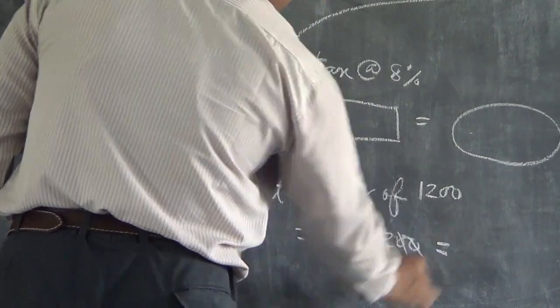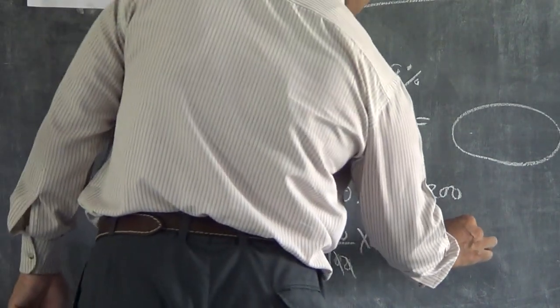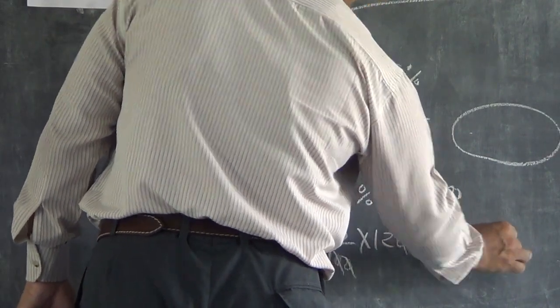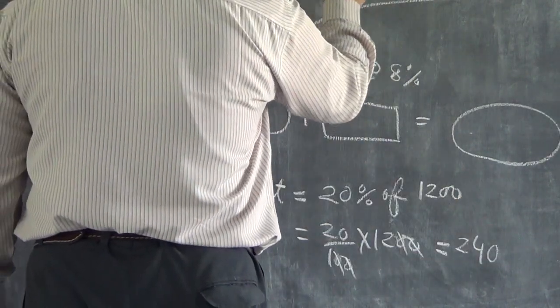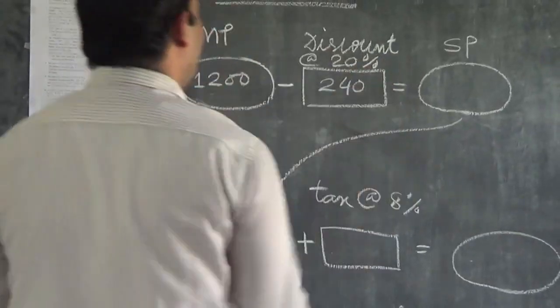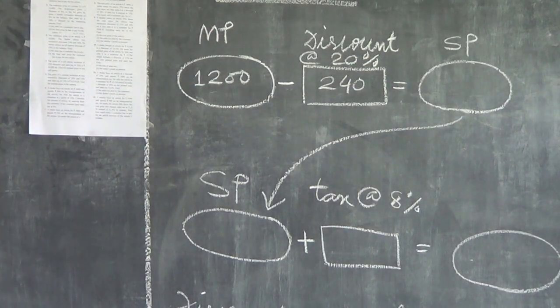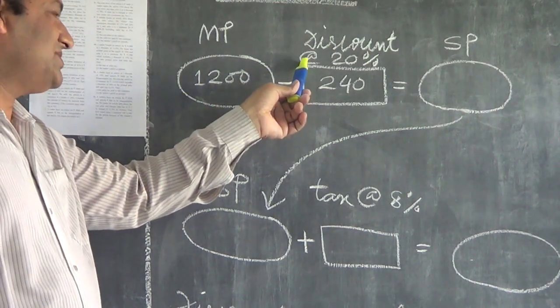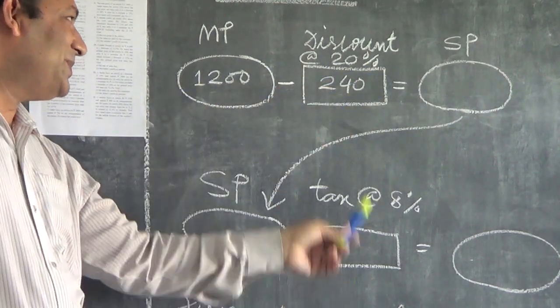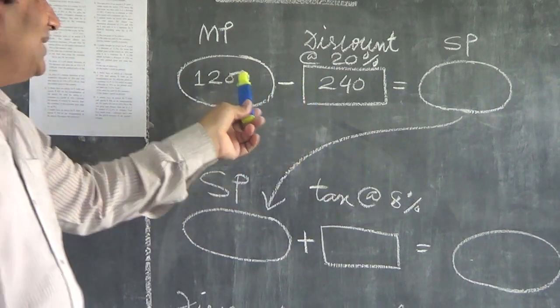12 into 2, 24. So 240 rupees is the discount. I wrote this 240 in the relevant box. Now I have to find the selling price.